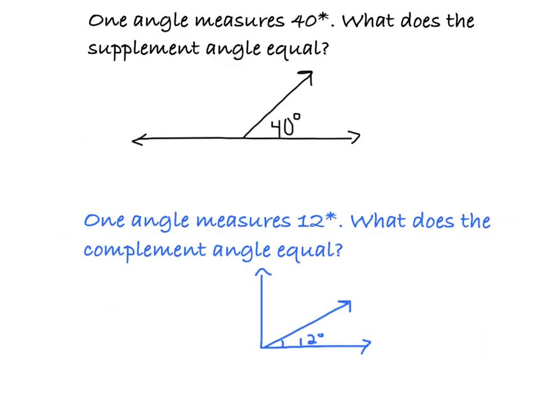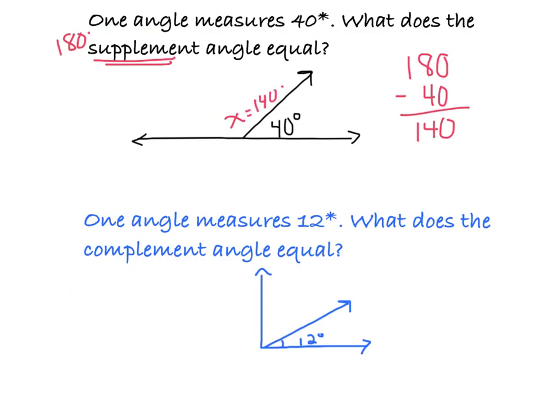So now let's use that information to do a couple examples. This problem reads, one angle measures 40 degrees. And don't ever use that symbol like I did. I just can't get the degree sign on here, so just use the circle like always. One angle measures 40 degrees. What does the supplement angle equal? Well, supplement angles I know have to add up to 180 degrees. So I can find my missing angle x here by doing 180 minus 40, and I see that x equals 140 degrees. And together they add up to 180.